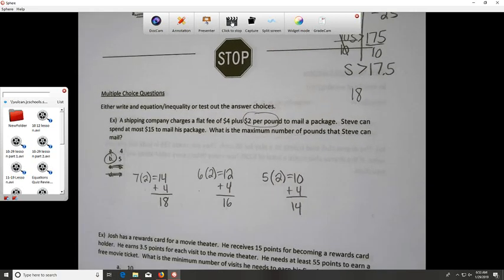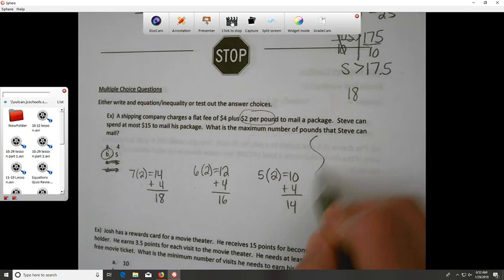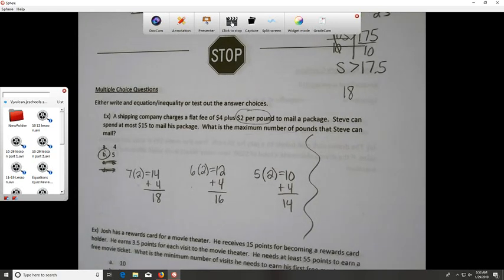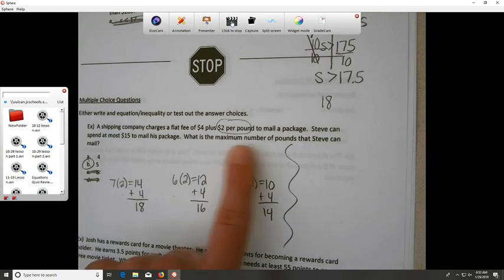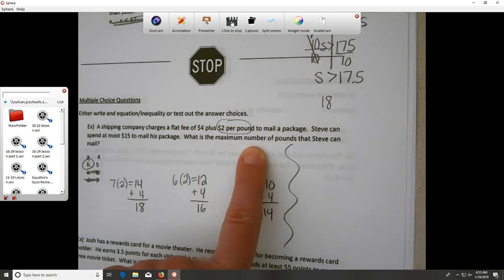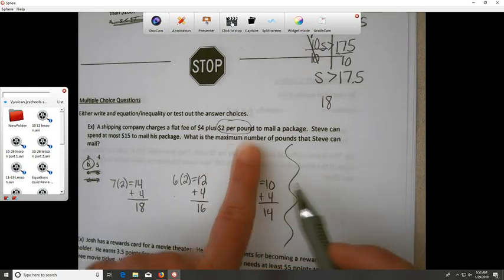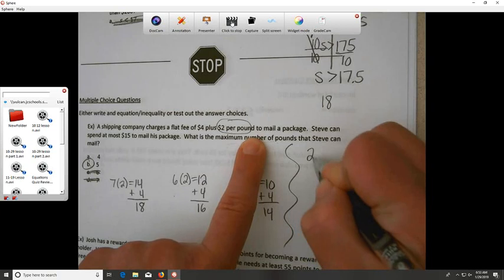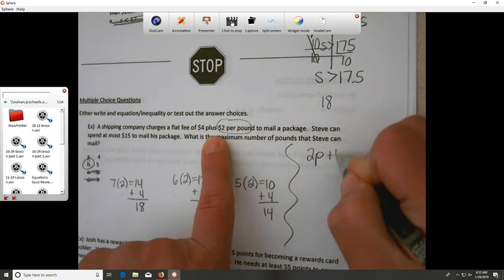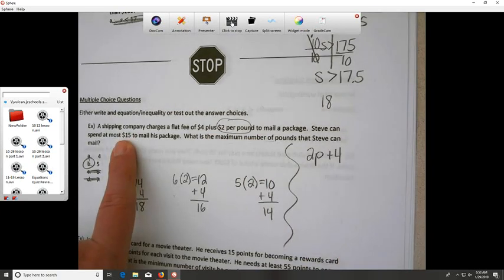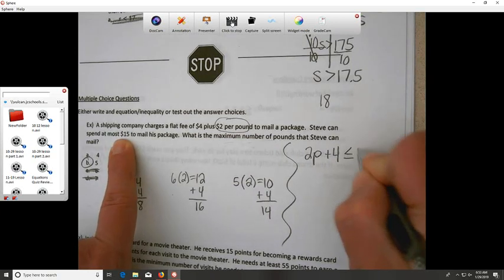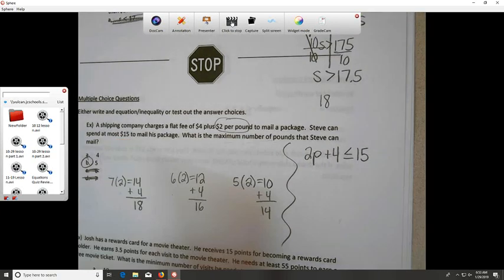The other way would be, like I said, to write an equation or an inequality. So we're looking for the maximum number of pounds. So then I look for where it's talking about pounds, $2 per pound. So I would put 2p plus 4, and then he can spend at most $15, so less than or equal to 15. And then you would just solve this.